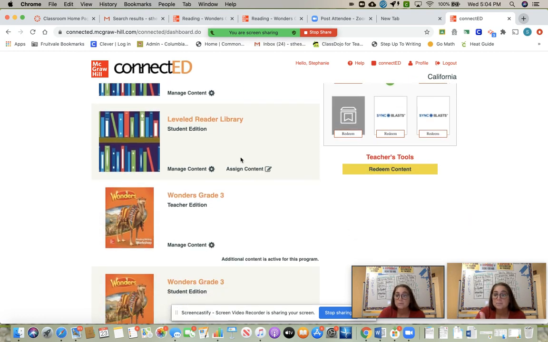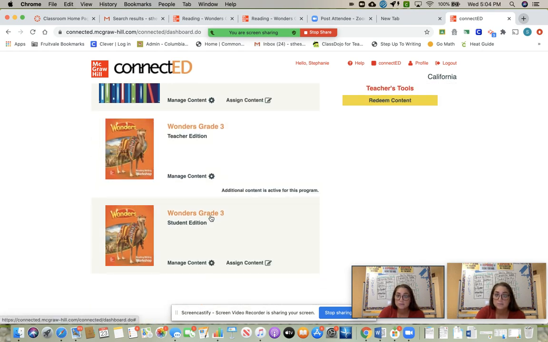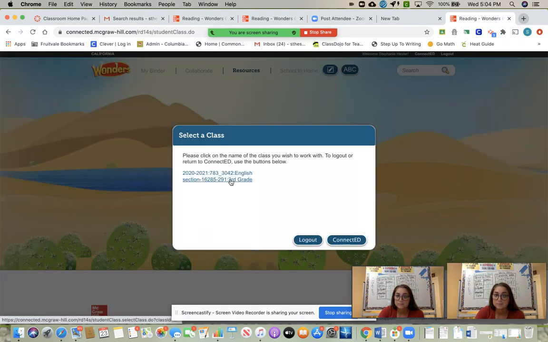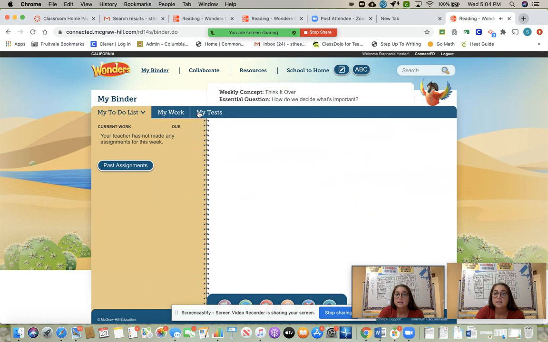I do not remember what you see, but if you are on this page, you need to go to Student Edition. Third grade, and it will take you here. Since it's me, I do not see what you do as far as your to-do list, but you will go up to the green button where it says to do. And you will have 3 things listed right here.